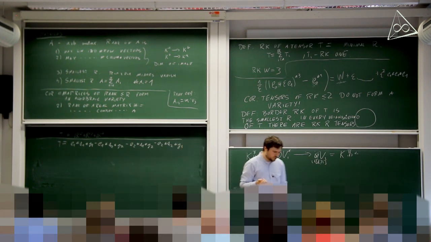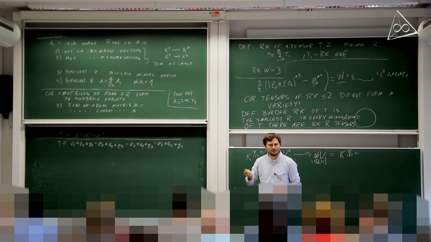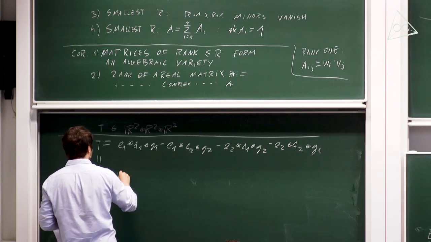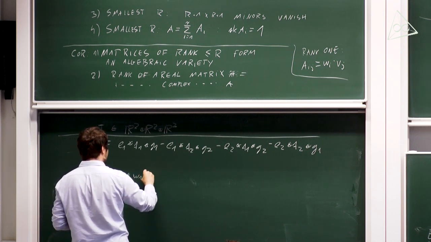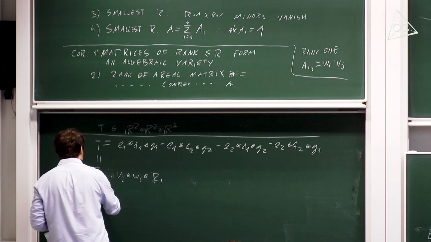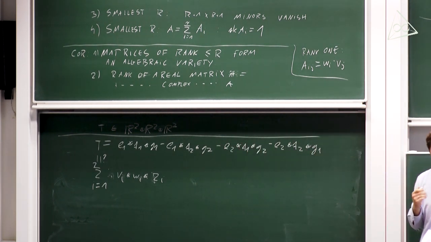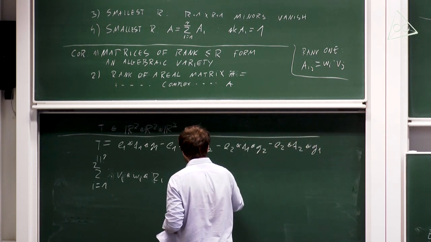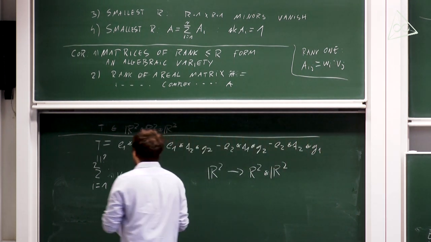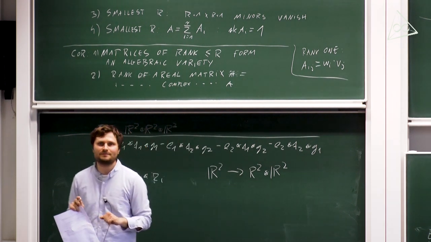Is that fine? It's a real tensor. And our aim is to present it as a sum of rank 1 tensors. And our first question is, can we find two real rank 1 tensors such that T is equal to a combination lambda_i v_i w_i z_i for i equal 1, 2? Can we find real vectors? If we can do it, what does it mean? We can look at the associated map from R^2 to R^2 tensor R^2. And if we have such equality, can I find rank 1 matrices in the image of this map? That's a question for you.